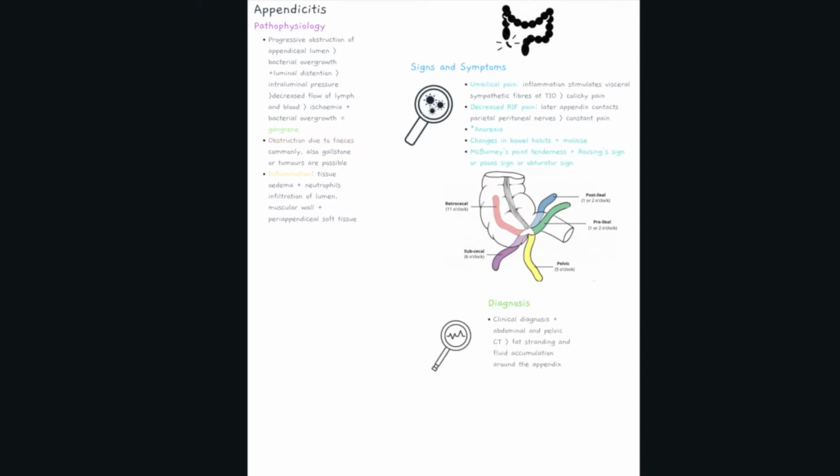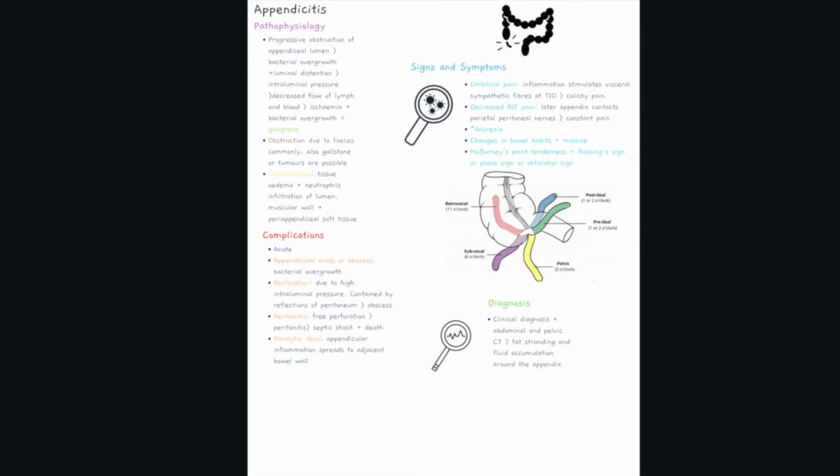Diagnosis is a clinical diagnosis which requires a high index of suspicion, as you need to be very careful not to miss it. An abdominal and pelvic CT may be done to show fat stranding and fluid accumulation around the appendix. There can be acute, subacute, or chronic complications of appendicitis if left untreated, and this is why it's so important not to miss it.